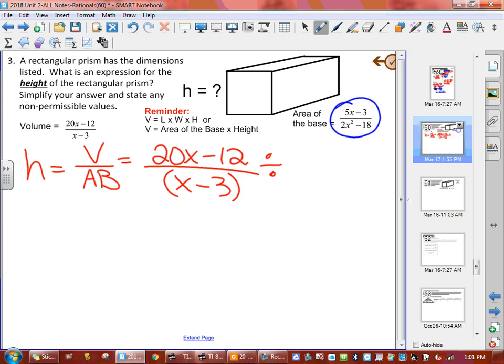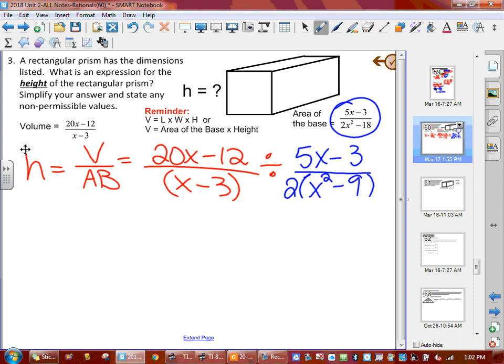So this guy here, area of the base, 5x minus 3 on top of, I'm going to factor out a 2 there, x squared minus 9. Okay? So I GCF the 2 real quick there. Can you not pull 2 out of the 20x minus 6? Yeah, you betcha. So 20x minus 12, we can actually GCF a 4 out of there. So now that I've written my statement for height, I need to now factor everything. Okay, so first step, write it out, factor, non-permissibles, and then solve.